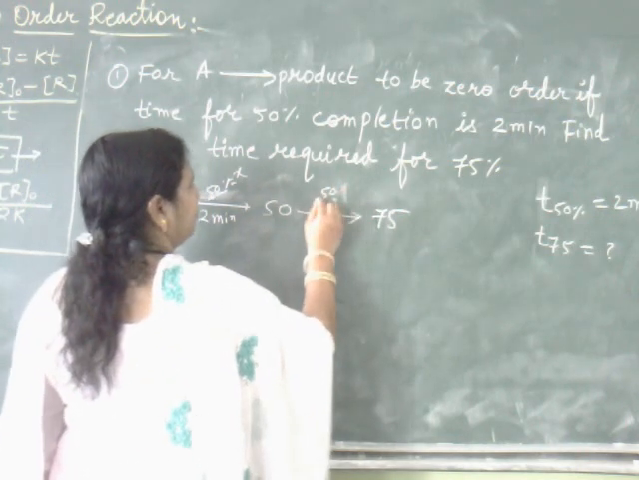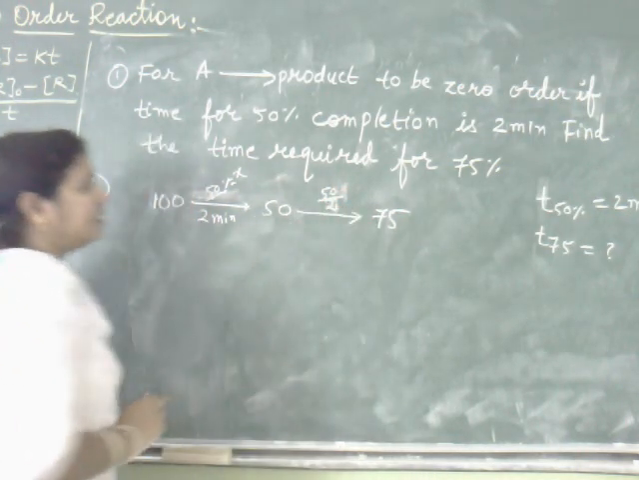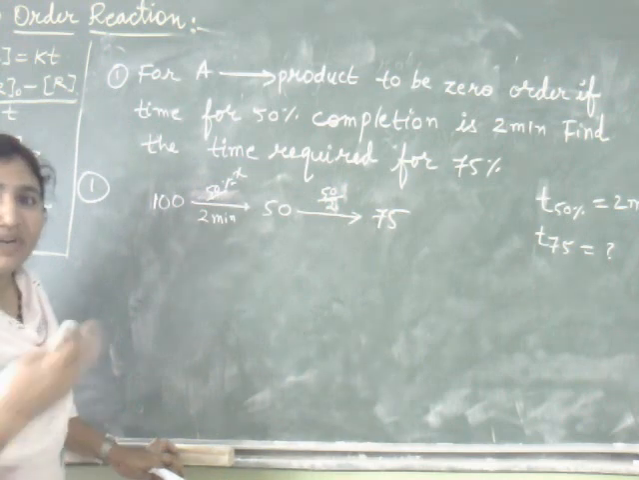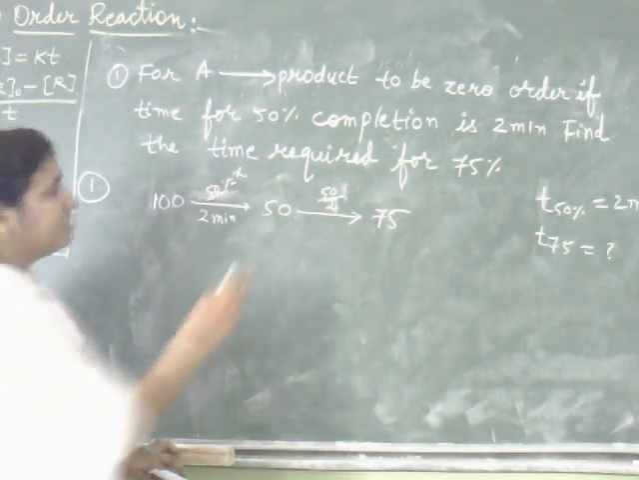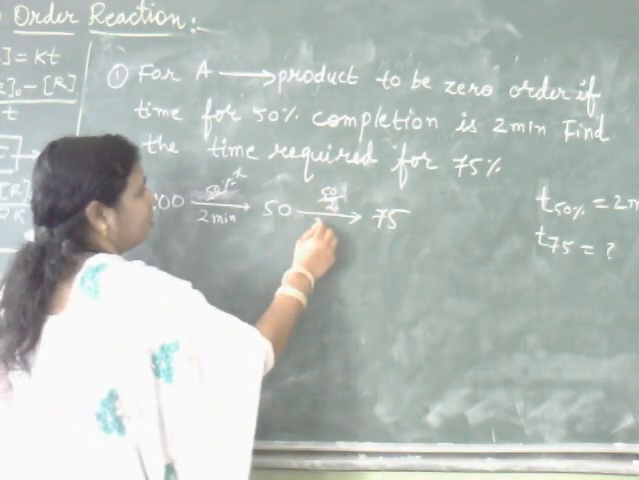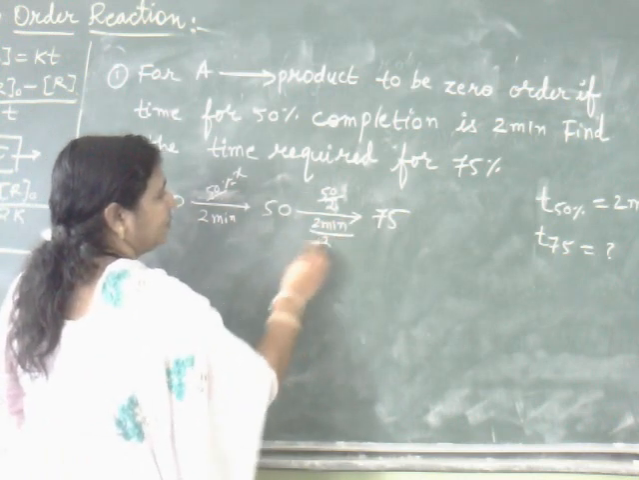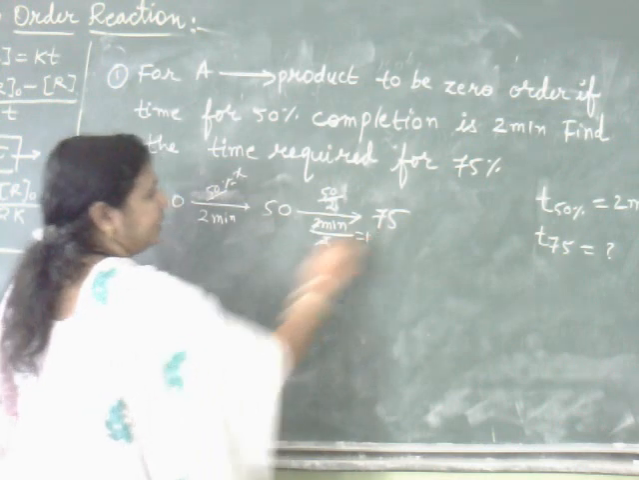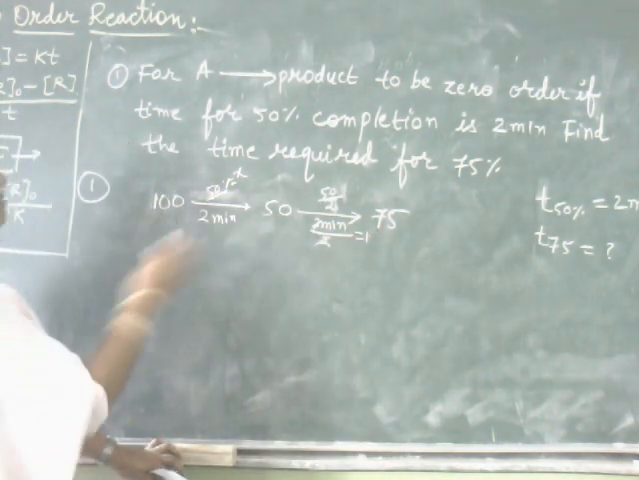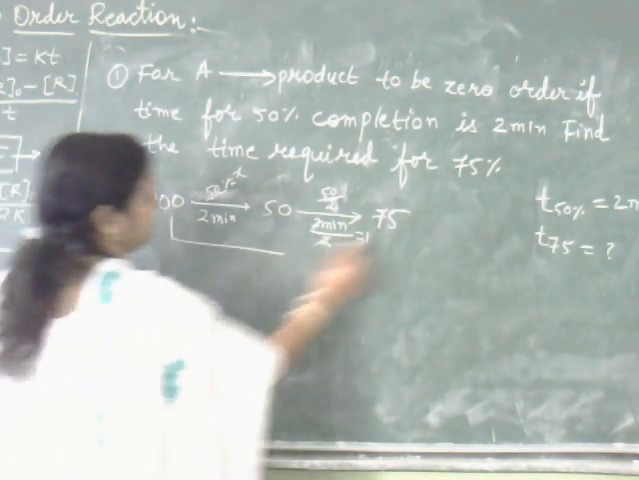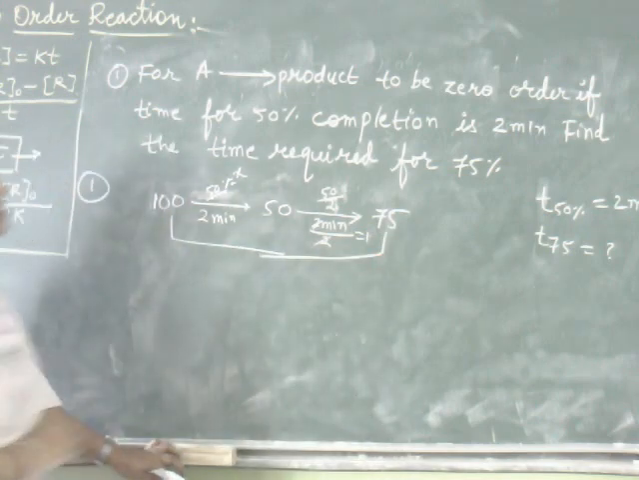75 means here what? 50 by 2. It has not dropped 50, it has dropped 25. Only 25 here. So 50 by 2 if you do, or 2 minutes divided by 2 we can do. So it is how much here? 1 here. So total time they are asking from 100 to 75, how much time is required.